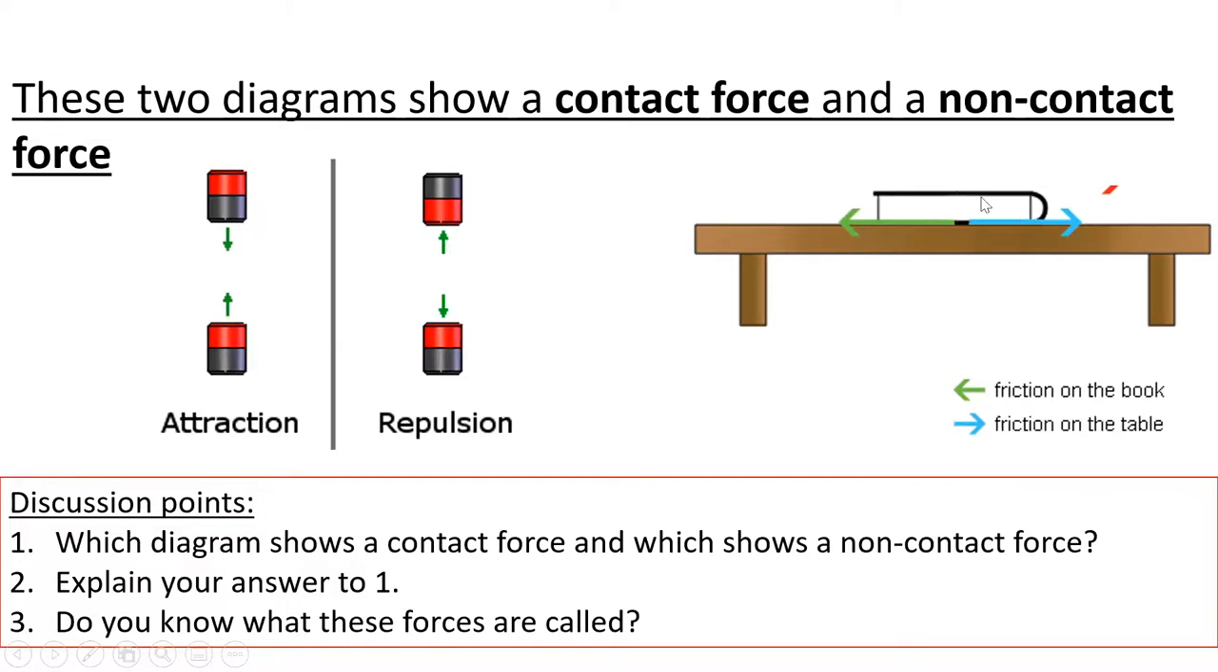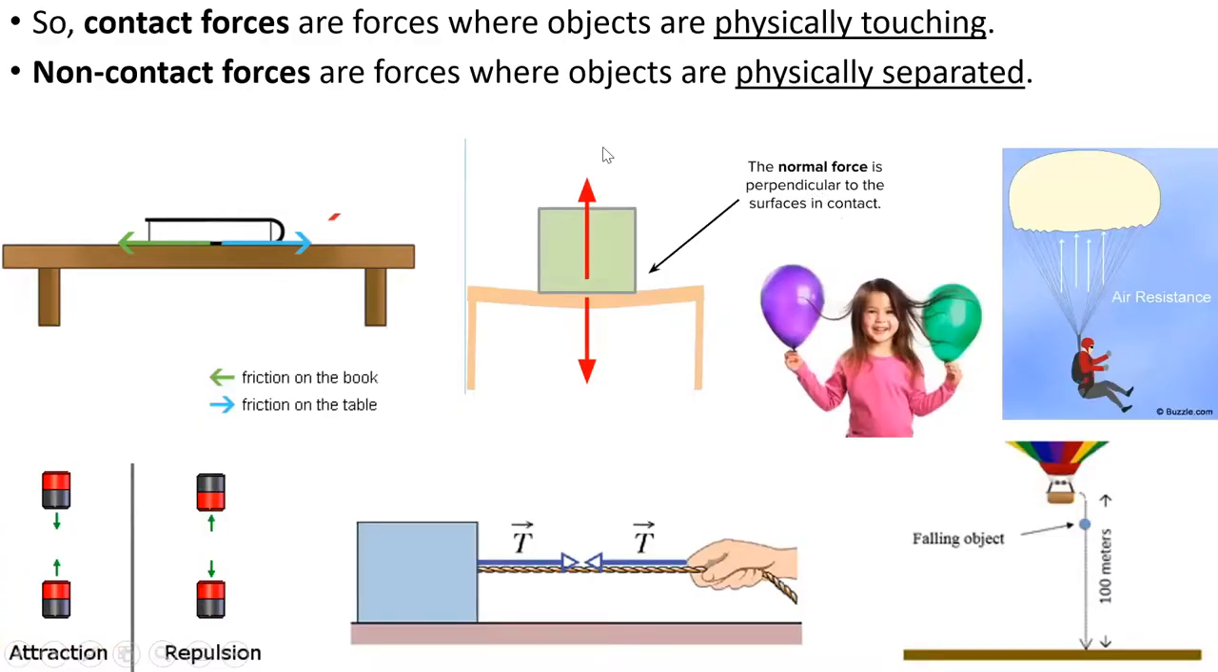With the book, it has to be touching the table, the friction. So if you push the book, you'd feel like a resistance to the pushing. And that's friction, okay? Got a few different examples here. So going over contact forces, for something to be in contact with something, it's touching it, okay?